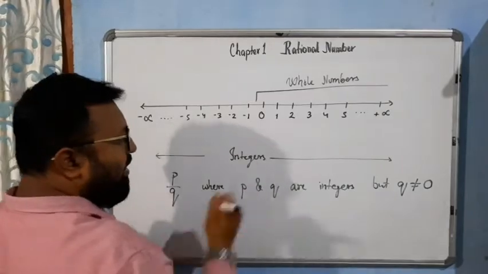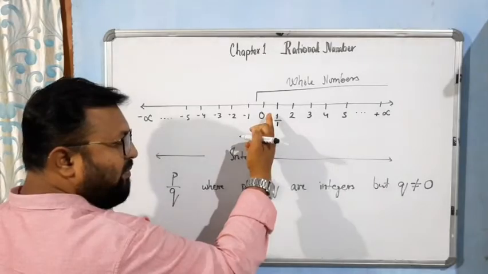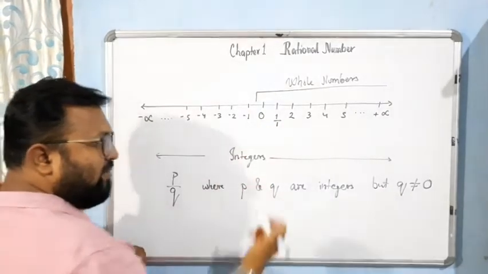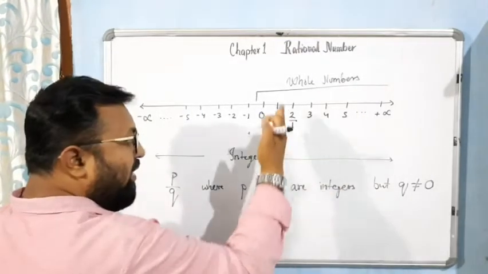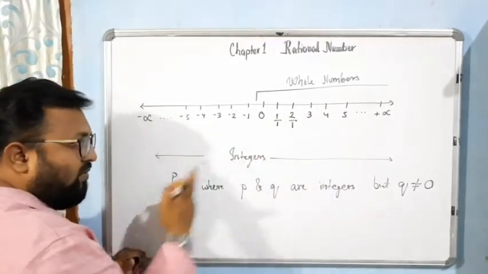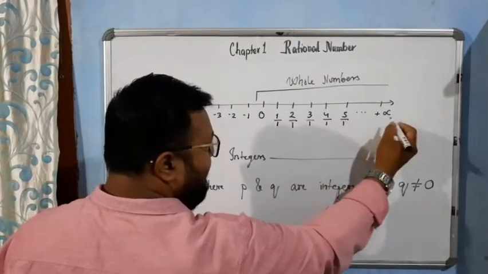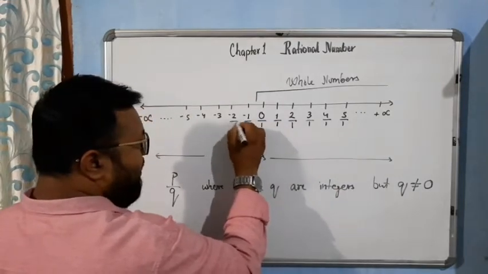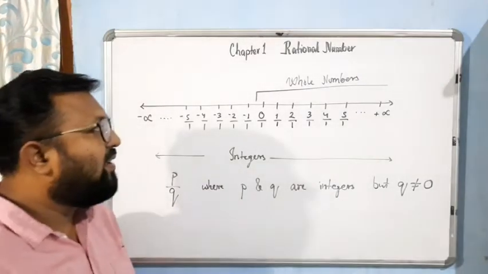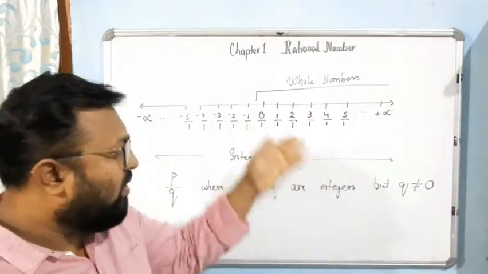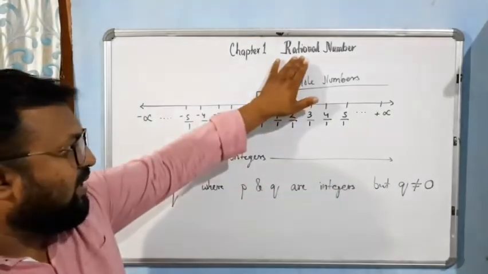See, if I write 1 by 1, the value of 1 by 1 will be 1, no value changes, but it looks like the form of P by Q, so it is a rational number. 2 by 1, the value doesn't change, 2 by 1 equal to 2, and it looks like P by Q form, so it is a rational number. So if I put 1 at the denominator of every number, okay, all are what? Rational number. So we can say that all whole numbers, all natural numbers, or we can say all integers are rational number in this form.